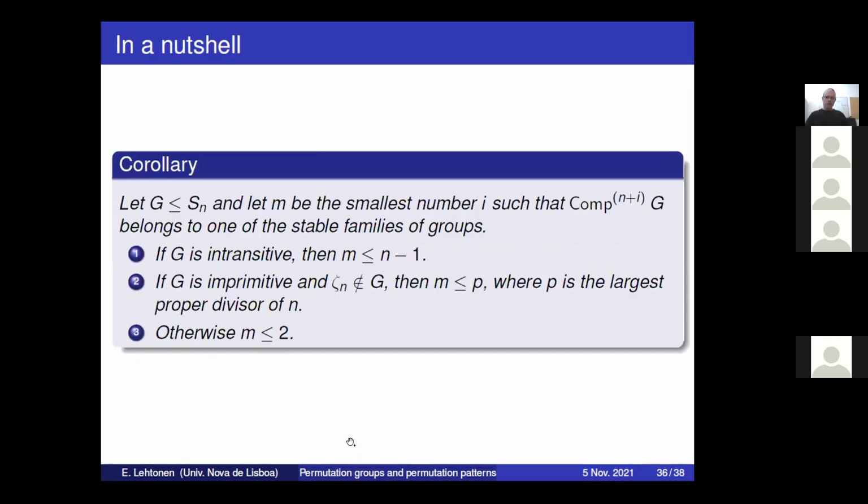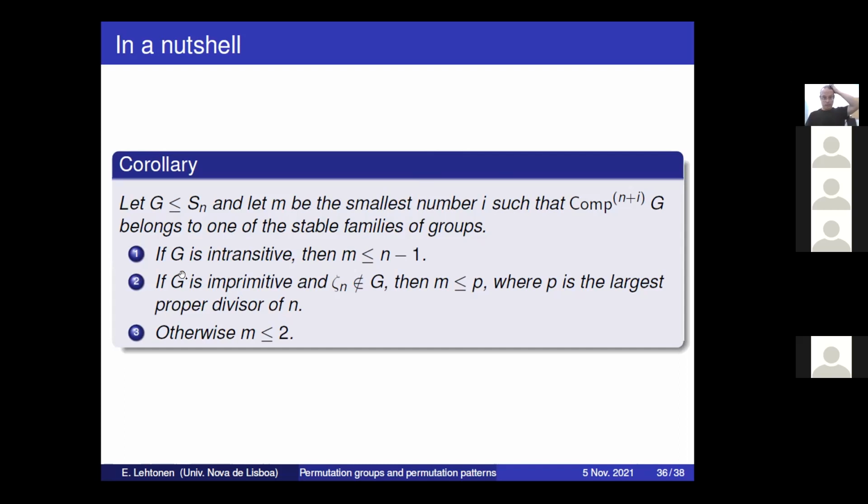Putting all this into a short summary. So what we showed here, we determined for every group the smallest number n for which the n plus m permutations belong to the Atkinson and Beals stable families of the group. So this is kind of the convergence rate to the stable families.